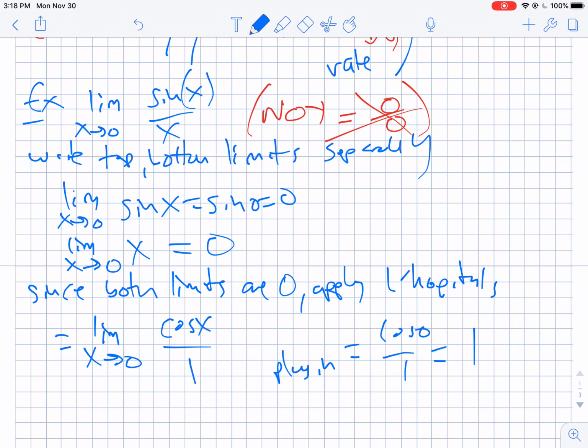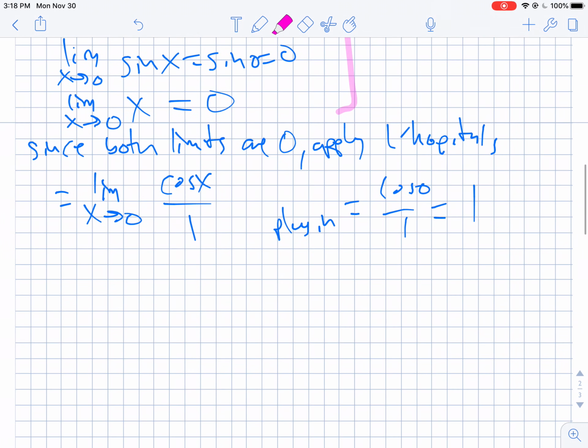We used L'Hopital's rule. Again, make sure you're showing the top and bottom limits separately. That's how you're going to earn credit on these problems. Okay, so that's L'Hopital's rule. Let's look at a couple more examples.